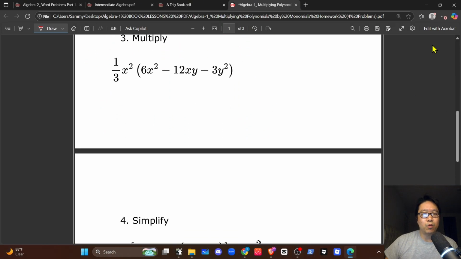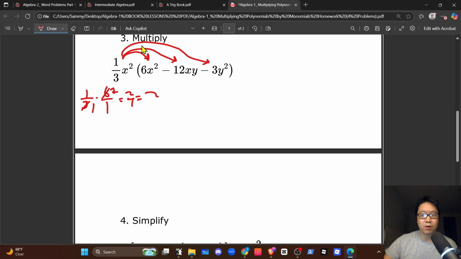All right, number 3, we have 1/3 x squared times the quantity of this polynomial, 6x squared minus 12xy minus 3y squared. And everything's still the same. We're still distributing the monomial across the polynomial. The only thing that's different in this one is that there's a fraction in the monomial. So what's happening with the first one is you're multiplying 1/3 over times x over 1. So 3 goes into 3 one time, goes into 6 twice. So what you're going to be left with is 2.